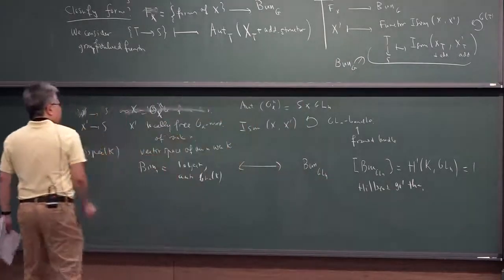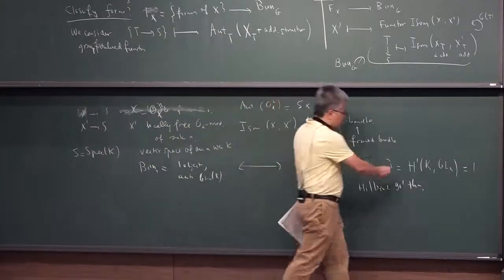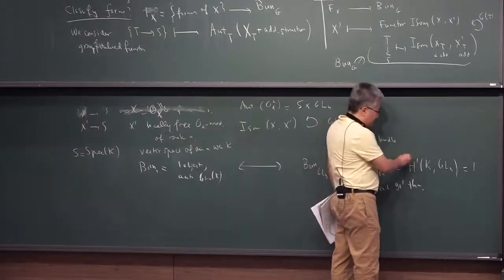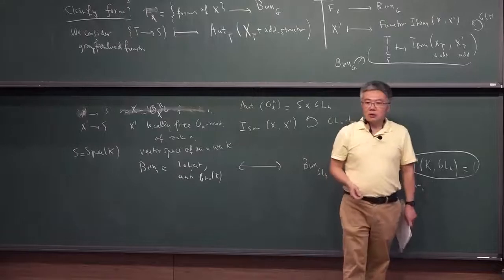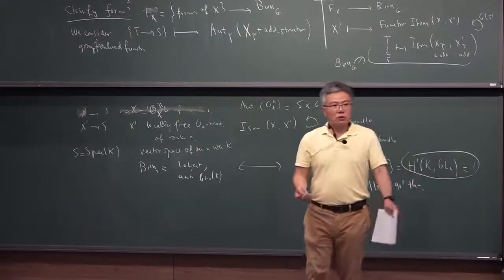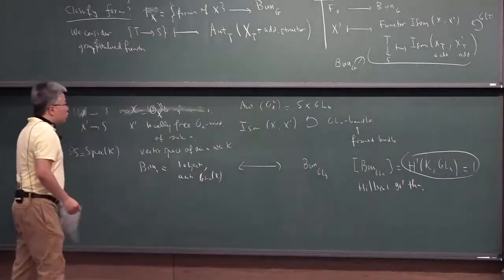So this is the first example, and this is why the counting is easy. It is easy because you have this: a vector bundle over a field is only trivial. And now, obviously, you can do some of the other things.